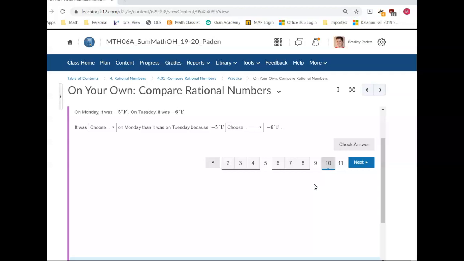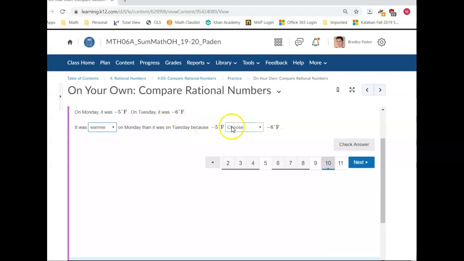On Monday, it was negative 5 degrees. On Tuesday, it was negative 6 degrees. It was blank on Monday than it was on Tuesday because, okay, what are they saying here? It was colder on Monday or it was warmer on Monday compared to Tuesday. Well, on Monday, it was negative 5. On Tuesday, it was negative 6. Negative 5 is a little closer to 0, a little further to the right on the number line than negative 6. It's still pretty cold, but on Monday, it's a little bit warmer than on Tuesday. Tuesday, the temperature goes down a little bit more, down to negative 6.